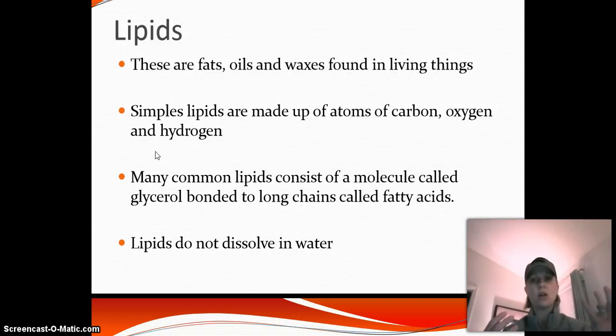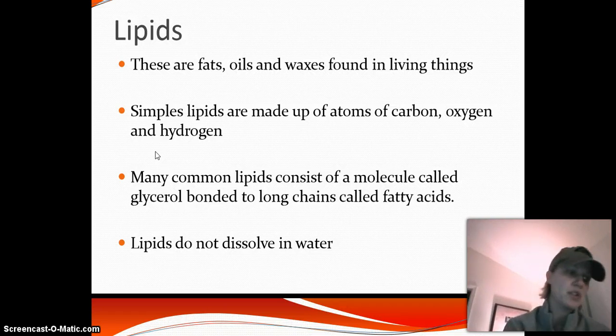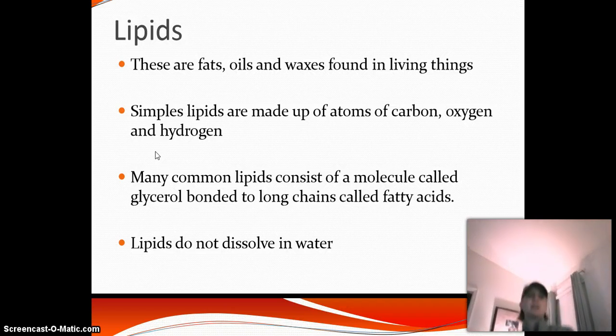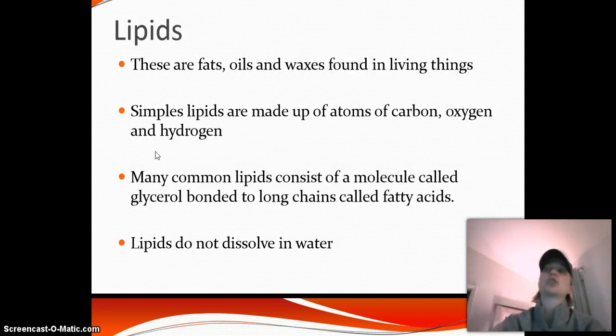So we have a glycerol, and it's bound to a fatty acid. It's going to be made up of atoms of carbon, oxygen, and hydrogen again, but in different arrangements than what we would expect with a carbohydrate. It's going to be used by the cell for energy, but your fats and lipids are used for more of a longer-term energy.